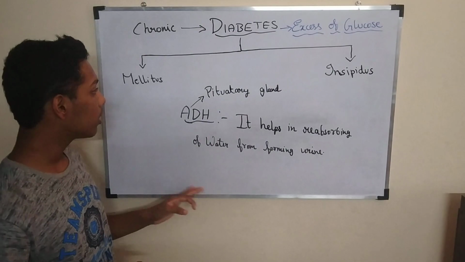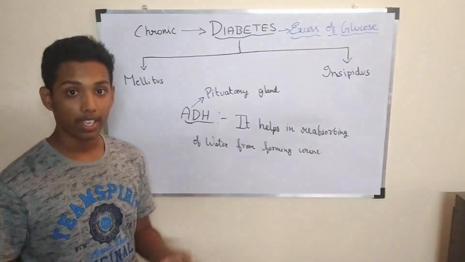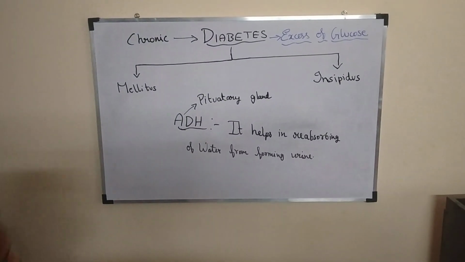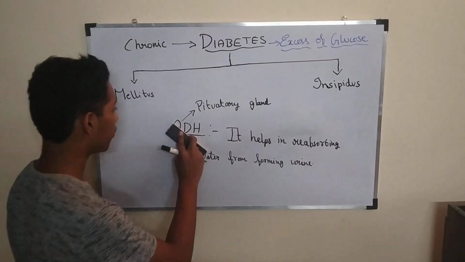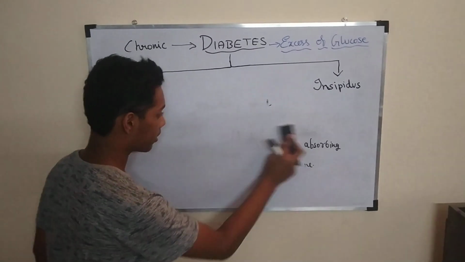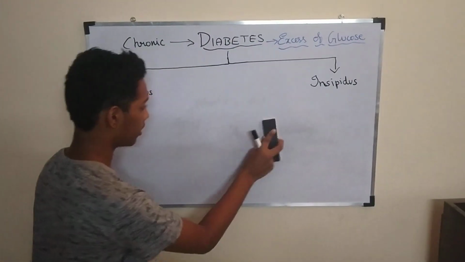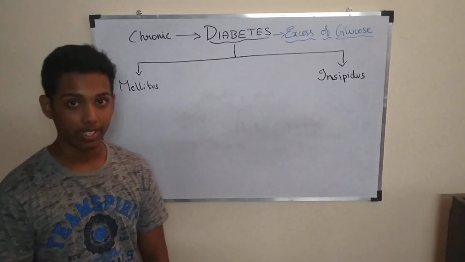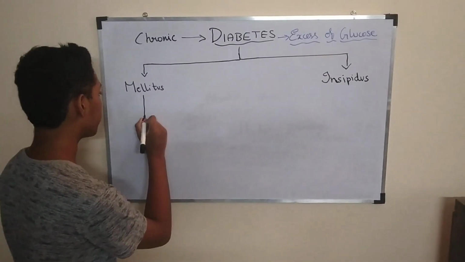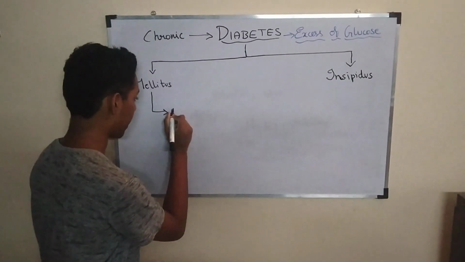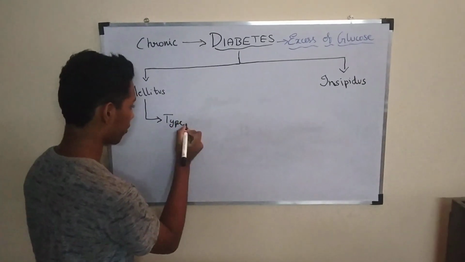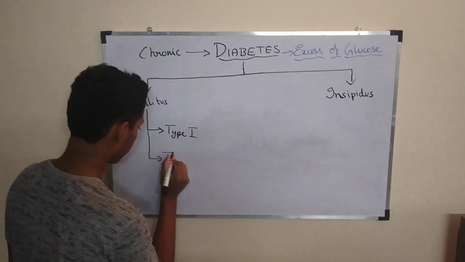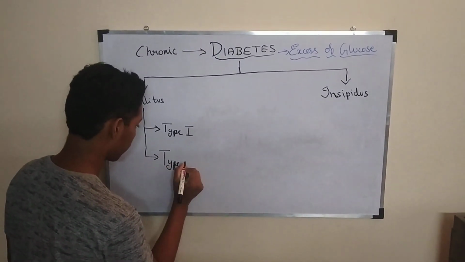So that's it. I'm sure you learned about ADH, insulin, as well as glucagon, right? Now let's move to the main topic, classification of diabetes into two types, Mellitus and Insipidus. Let's begin with diabetes mellitus. Diabetes mellitus can be classified again into two types: type 1 and type 2.